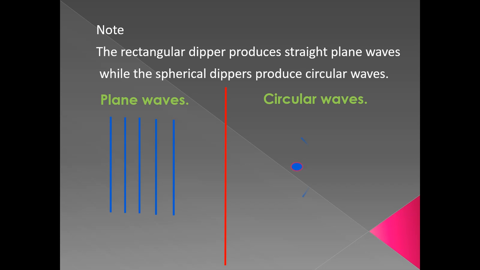Again, to show you, these are straight waves. Now let's look at the circular waves. Circular waves come like that. Again, those are circular waves. Okay, so if you have placed a spherical dipper like here in water, then it produces waves like this, which are circular waves.